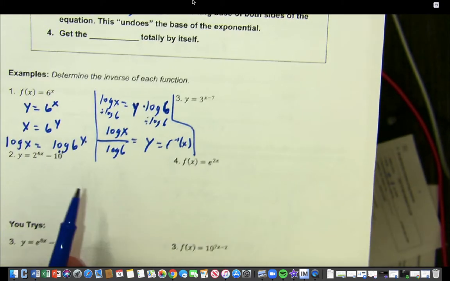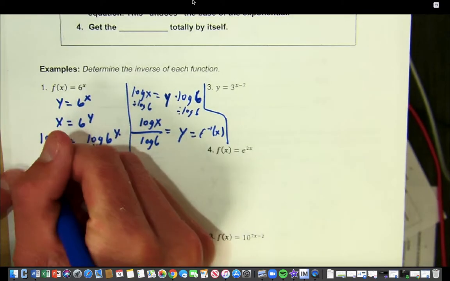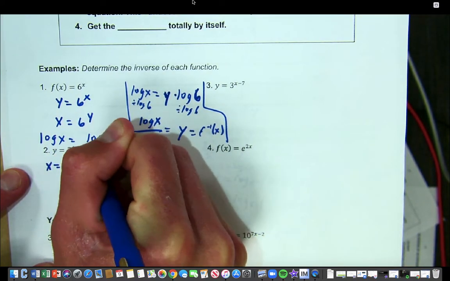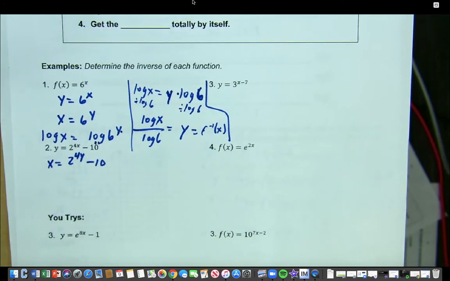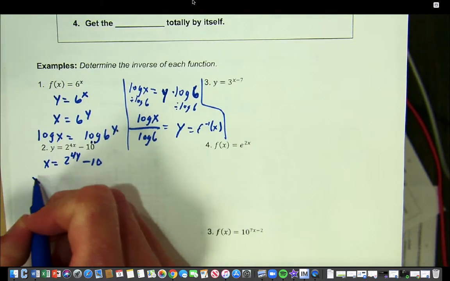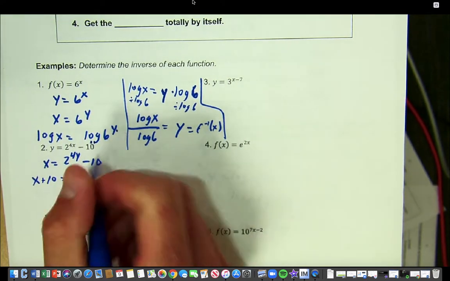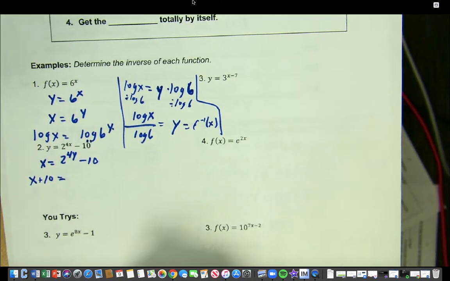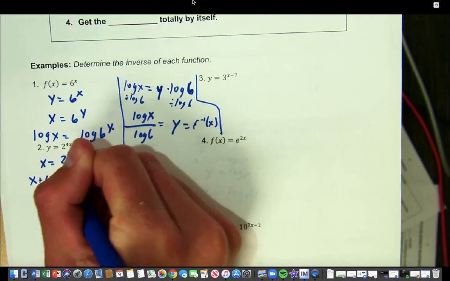So let's take a look at number 2. Let's switch x and y back and forth. This minus 10 is not up here, so I'm actually going to get rid of that first. So since you're subtracting 10, to undo subtract 10, I will add 10 to each side.